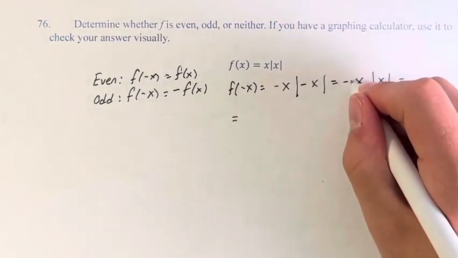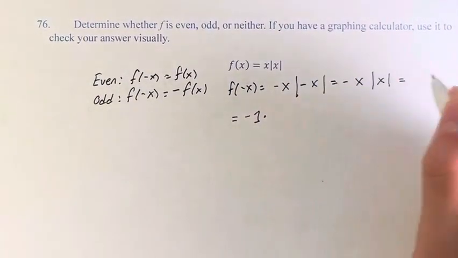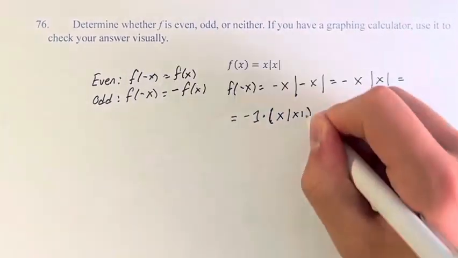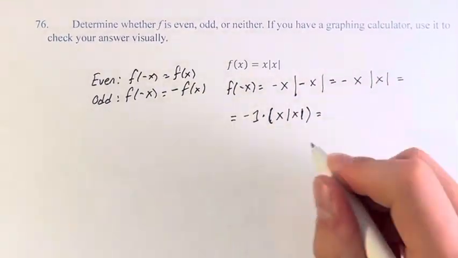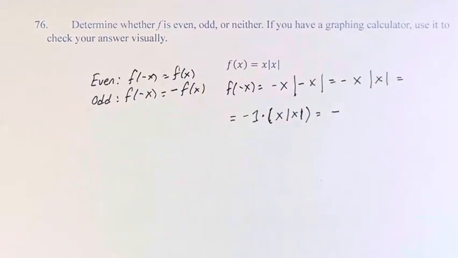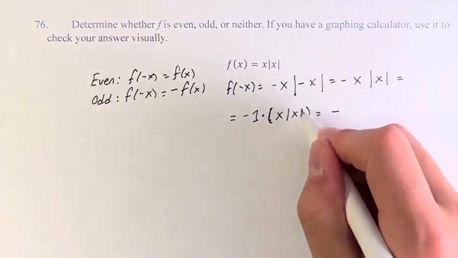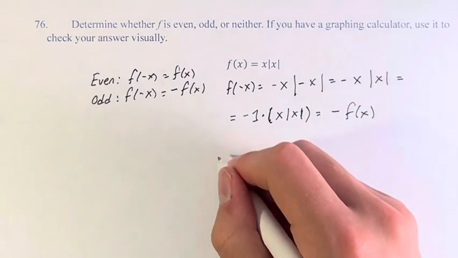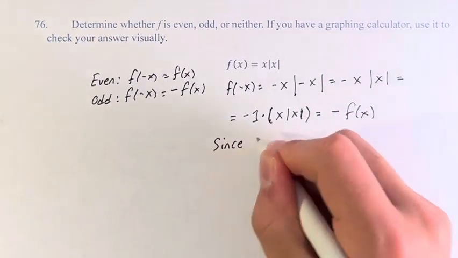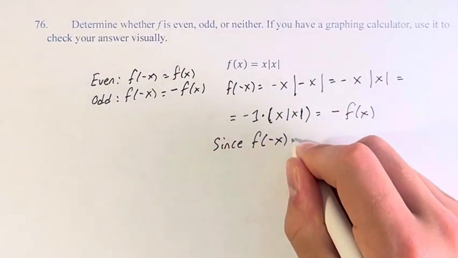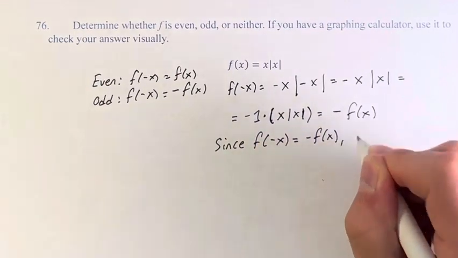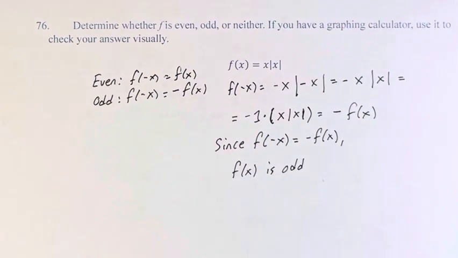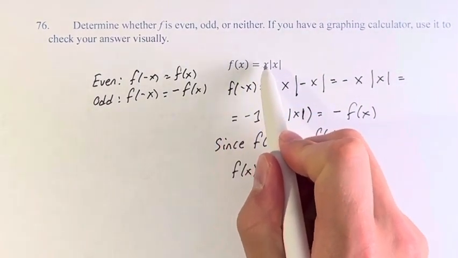We could think of this as negative 1 times x times the absolute value of x. Therefore, this is equal to negative 1, but we don't have to write the 1, times this, in the parentheses, which is f of x. Therefore, since f of negative x equals negative f of x, f is odd, for f of x is equal to x times the absolute value of x.